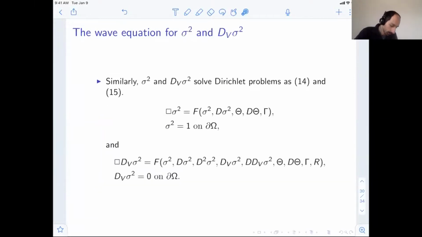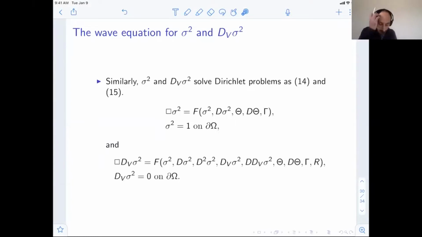Again, these satisfy a wave equation in the inside, again of Dirichlet type, both sigma squared and dv of sigma squared. There are new terms. Sigma squared is at the level of one derivative of the fluid velocity and the connection coefficient. And for dv of sigma squared, you also see the curvature on the right hand side, and the types of things that you saw before also. Those are the equations: again a Dirichlet type wave equation for sigma squared and dv sigma squared. So we can hope to use related techniques as in the fixed background case.